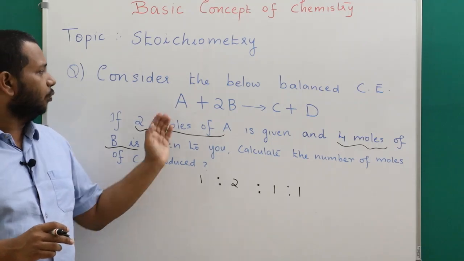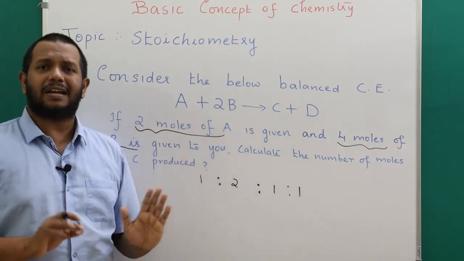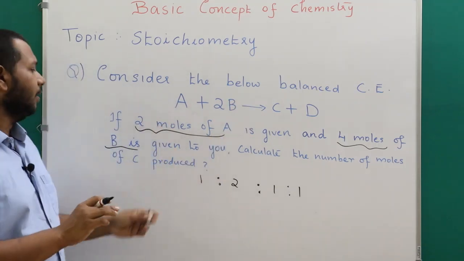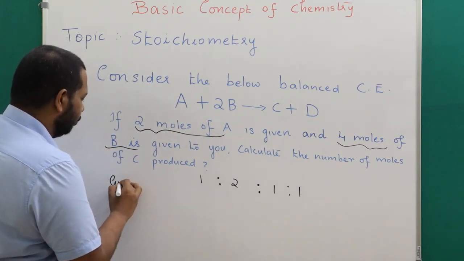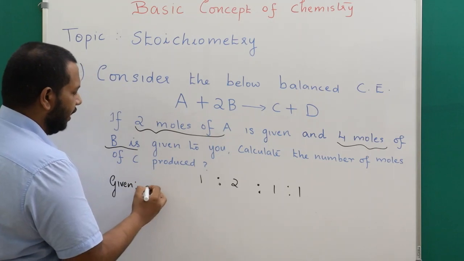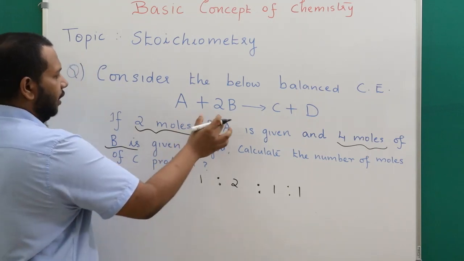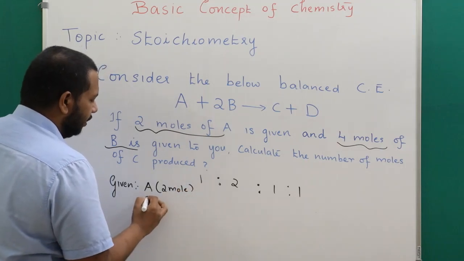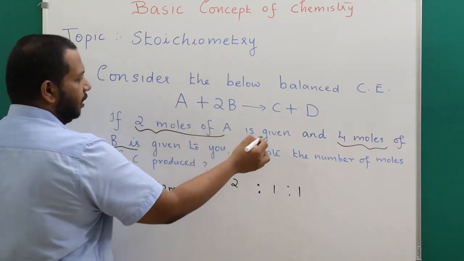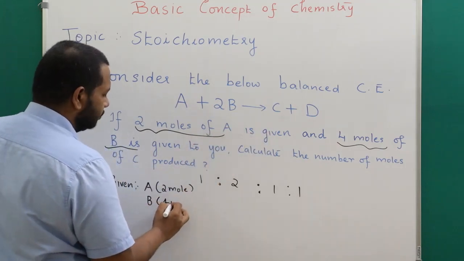So now we will start preparing C and D in a classical way so that it will be easier. So what is given to you, that also we will first write it up. A is how much given to you? A is 2 moles given to you. And B is how much given to you? B is 4 moles given to you.